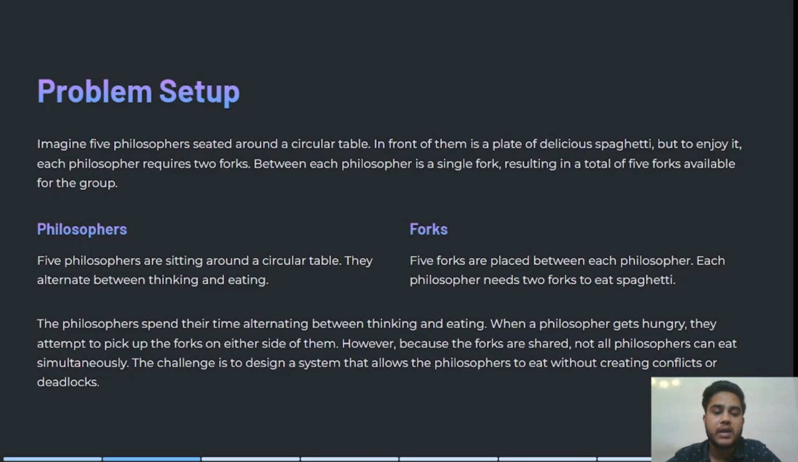Philosophers: five philosophers are sitting around a circular table. They alternate between thinking and eating. Forks: five forks are placed between each philosopher. Each philosopher needs two forks to eat spaghetti. When a philosopher gets hungry, they attempt to pick up the fork on either side of them. However, because the forks are shared, not all philosophers can eat simultaneously. The challenge is to design a system that allows the philosophers to eat without creating conflicts or deadlocks.